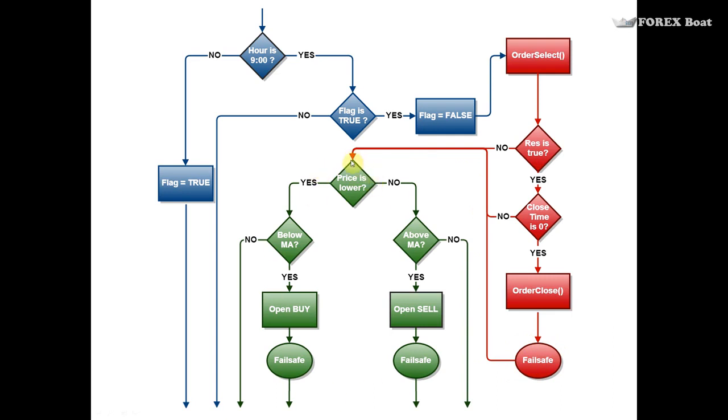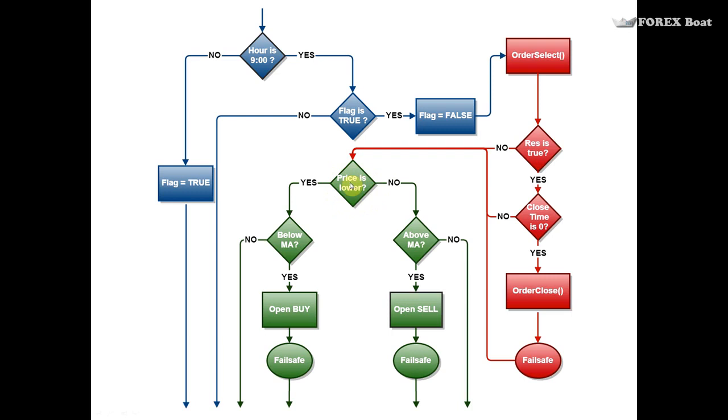All right, so by the time we get here, because of all of this red bit, we are confident that there are no more open orders by our algorithmic trading system. And now we can go ahead and open a new order if the conditions are met. So now we're going to check the conditions. The first condition is: is the price lower? Here we're checking if the price has moved up or down.